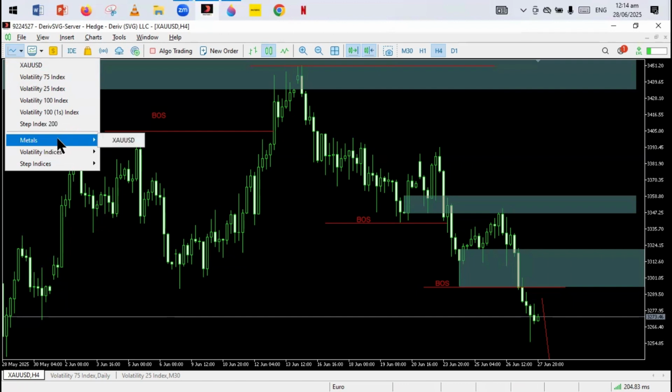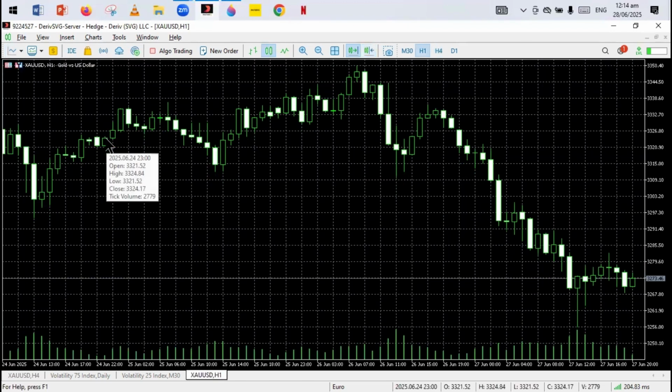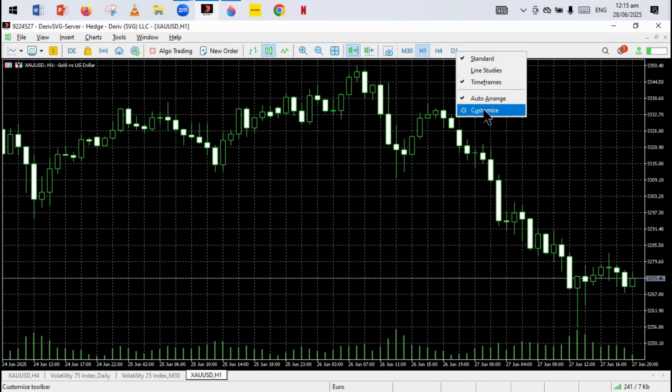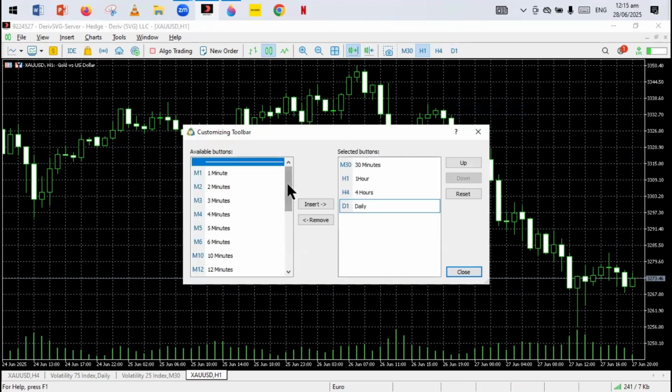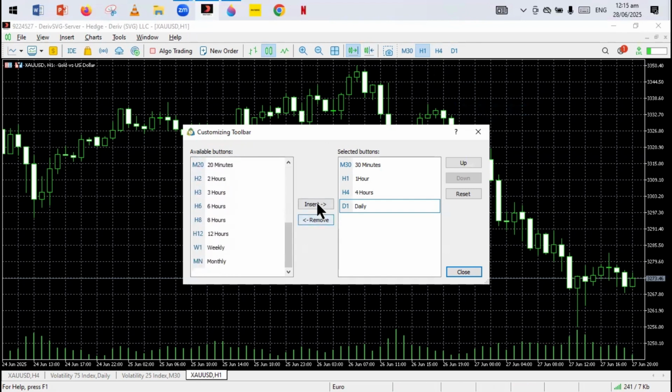Okay, let's open gold and mark the structures. And also traders, on the time frames, you only need 4 time frames that I use. So you need the daily time frame, the 4-hour time frame, the 1 hour and the M30. And for the time frames, you go to the D1, right click, and then say customize, and then you get a lot of time frames that you can select. You can choose to remove the 4 hours or choose to add.